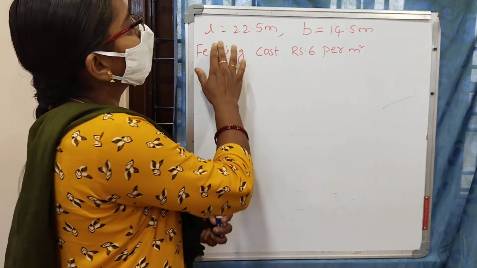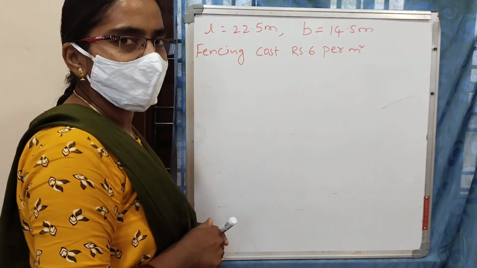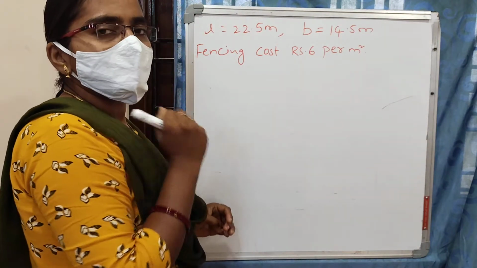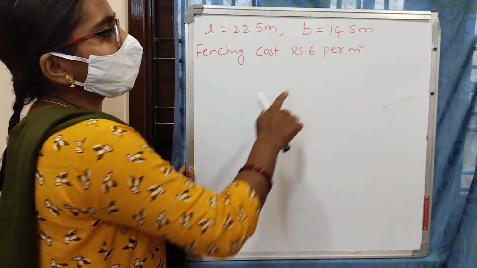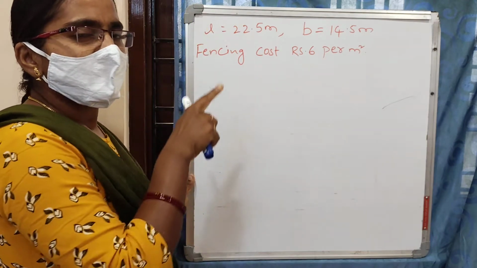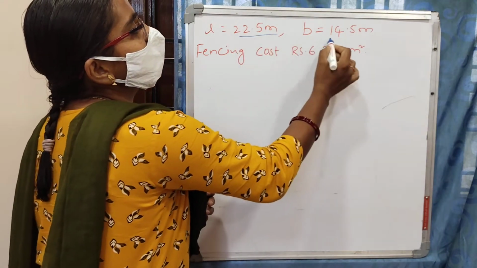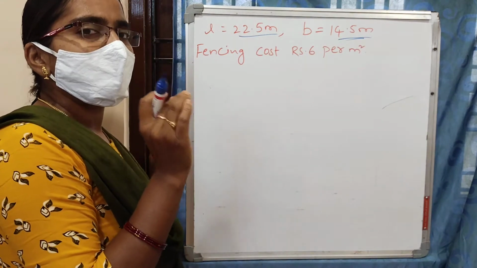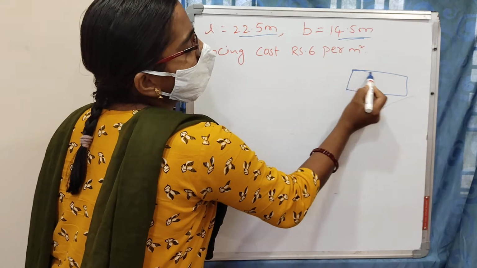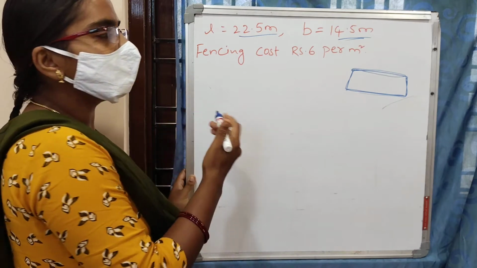If a rectangular park has length 22.5 meters and breadth 14.5 meters, then what is the cost of fencing at the rate of 6 rupees per meter? What is the total cost to fence the 4 sides of that rectangle? For that, we first have to find the perimeter of the rectangle. Fencing means around the boundary only. So first we have to find its perimeter.